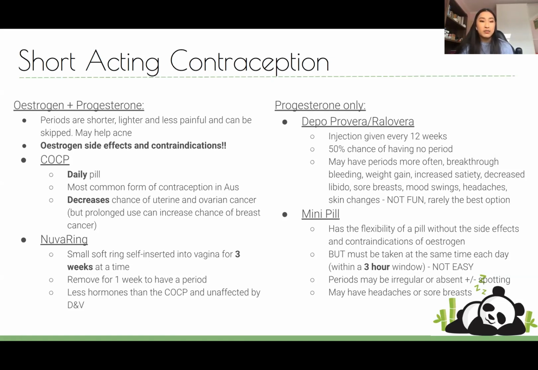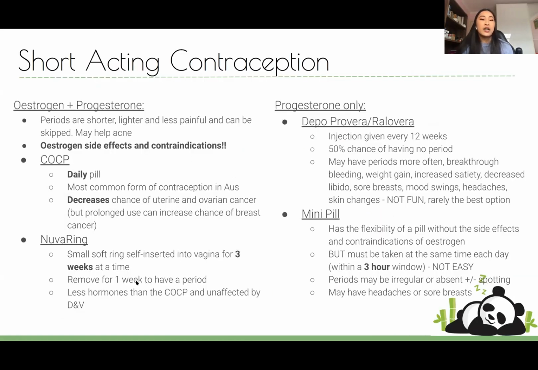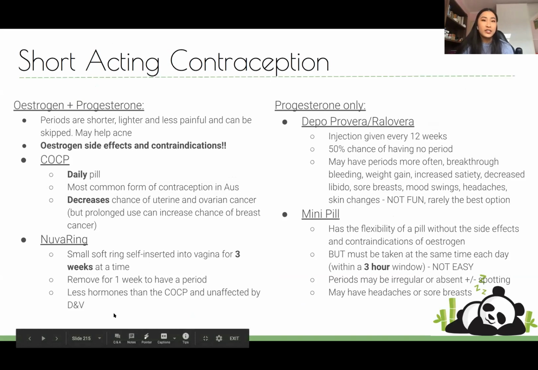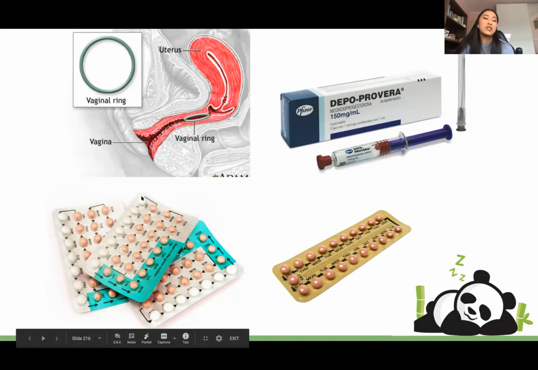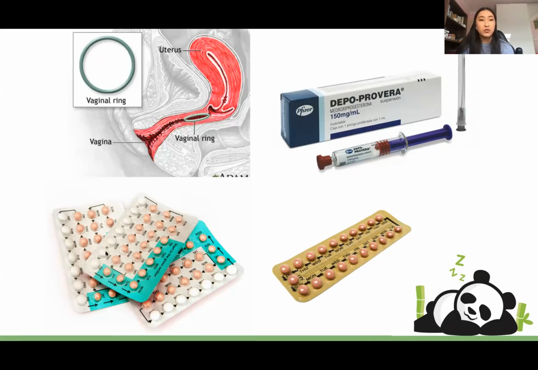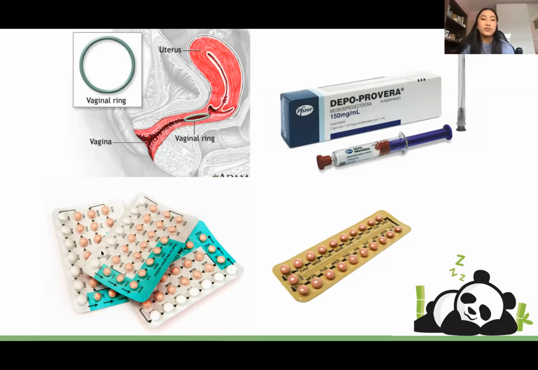The other short-acting method that uses both hormones is the NuvaRing. Got a little picture here. So this is like a little ring that sits inside the vagina, and it contains both estrogen and progesterone. And you follow the same timeline as the combined oral contraceptive pill. It's inserted for 3 weeks to have its effect, removed for 1 week to have a period, and then a new one is inserted. Whereas for the pill, you take active pills for 3 weeks, take placebo pills or sugar pills for 1 week to have a period, and then repeat. So it's that 4-week repeating cycle.